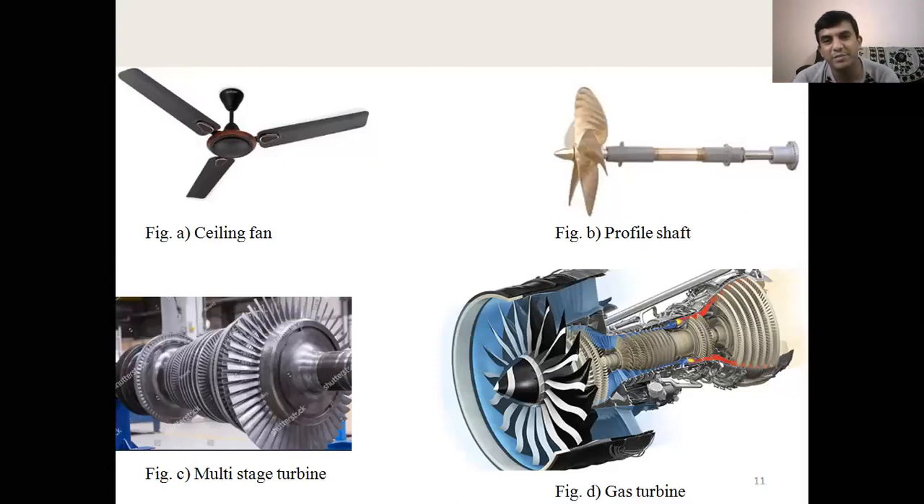What about figure B? Figure B, consider only this portion here, the propeller shaft that contains the blades. Which case is it?